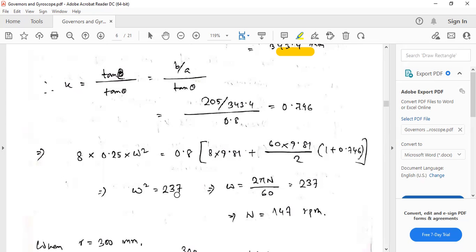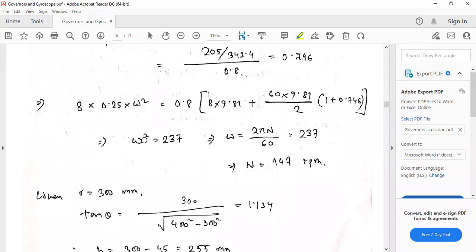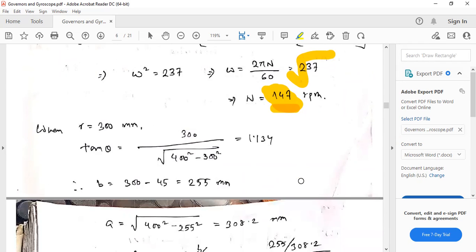Oh, sorry, I have made a mistake here actually. This part is omega square, so you have to take the square root of this, and then solve. This answer may not be correct, but solve correctly. So 2 pi n by 60 is equal to root of 237, and then you have to get this value of n here.